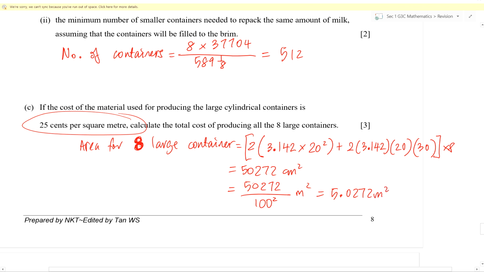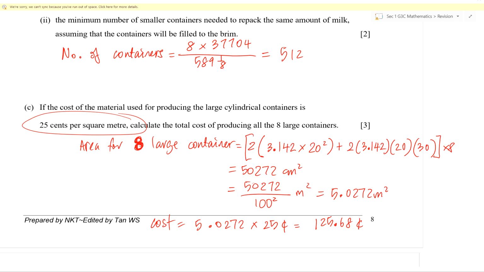So this is the area, and then to find the cost: 1 square meter, 25 cents. This amount of square meters will be times 25 cents. 5.0272 times 25 cents, giving me 125.68 cents. Okay?